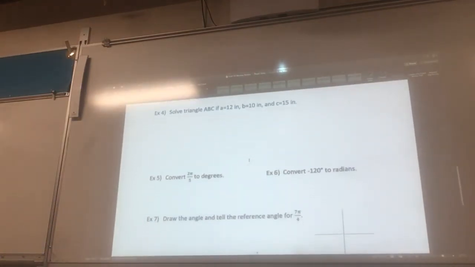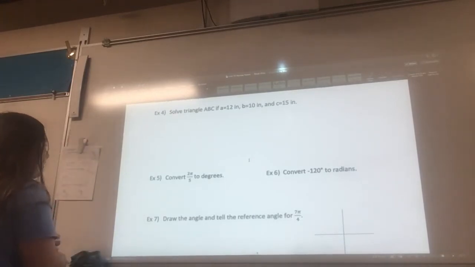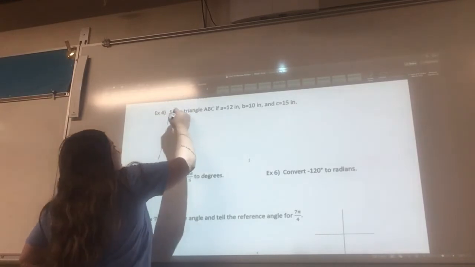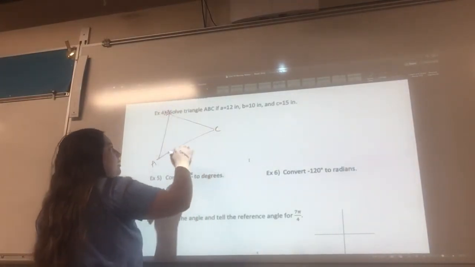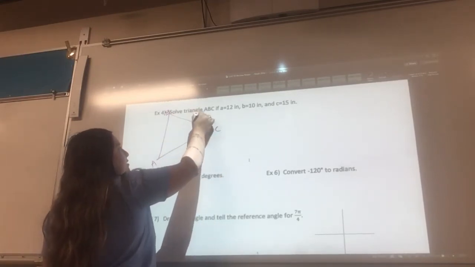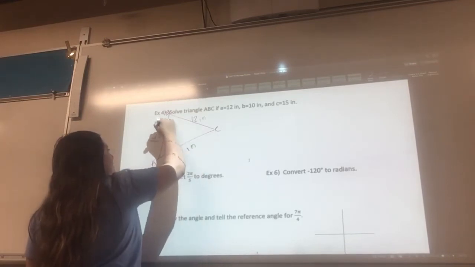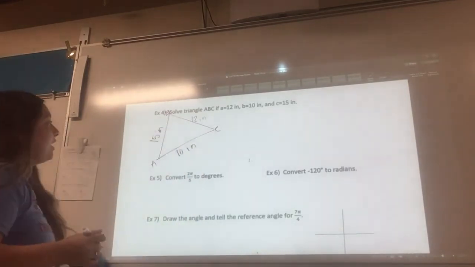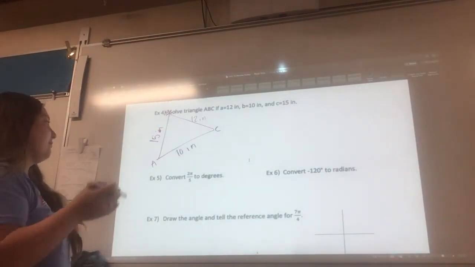Moving on, once again, we are solving a triangle, this time ABC. Creating that lovely triangle, A, B, and C. We're going to label what we've been given. We saw A is 12 inches, B is 10 inches, and C is 15 inches. I've been given 3 side lengths. That means I have to use law of cosine.